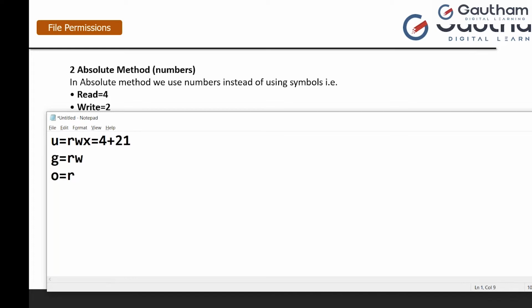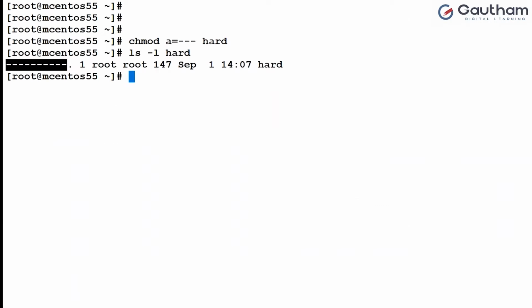Now if you add it, 4 plus 2 plus 1, what does it become? It becomes 7. Then read and write, 4 plus 2, it becomes 6. Only read permission, if you want, there's no calculation required. It's just a 4. So what's the number I got? 764. Let me use that number.